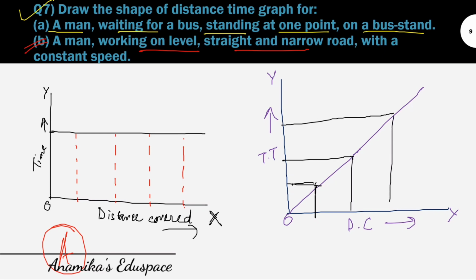From this diagram you can see. So these will be the two graphs. This will be graph A, whereas this will be graph B. Clear? Next.